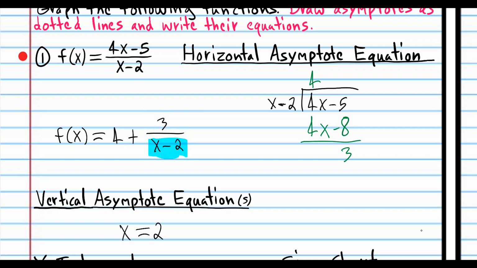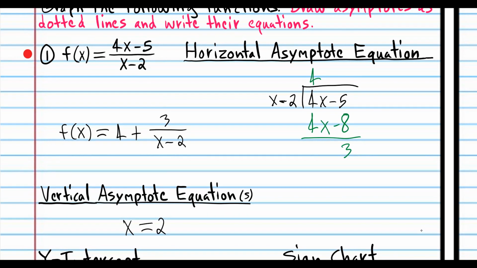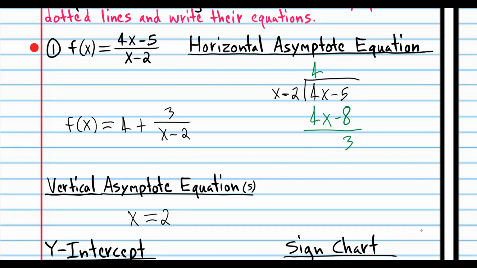But as x gets really, really big, the denominator increases. And so you might have 3 divided by a trillion. Well, 3 divided by a trillion is a small number. It's so small that you can just consider it to be 0. So as x gets really big, this fraction just disappears, basically. It approaches 0. So what you're left with is 4. So what this means in terms of the graph is that as x gets really, really big, the graph approaches this horizontal line 4.